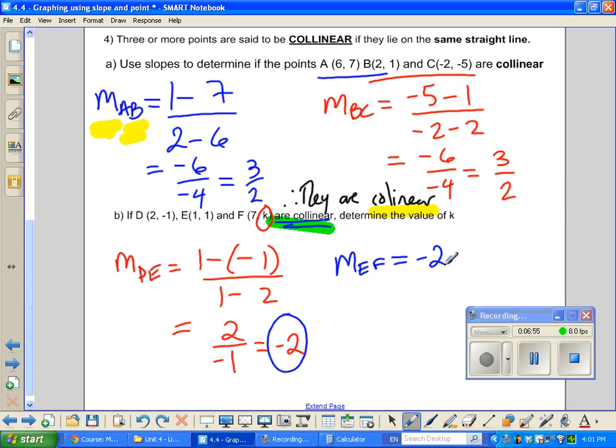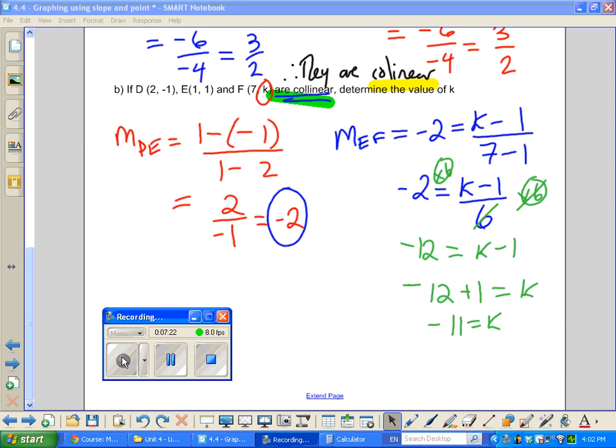You can also come up with an algebraic expression for the slope of EF. It's k minus 1 over 7 minus 1. Where did I get that from? y2 minus y1 over x2 minus x1. We're just calculating the slope between E and F. Well, we can actually solve this equation. So I'm going to solve this equation. You pause your video, you solve it, and join me in a second.